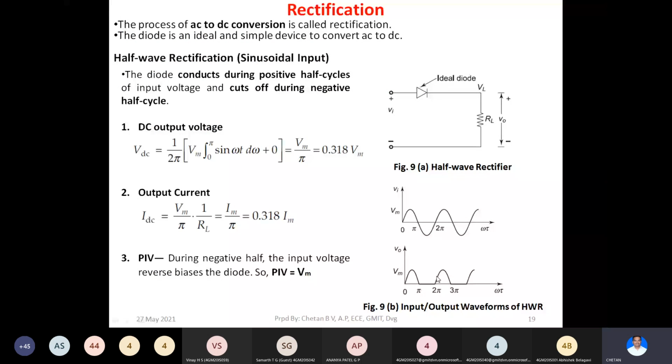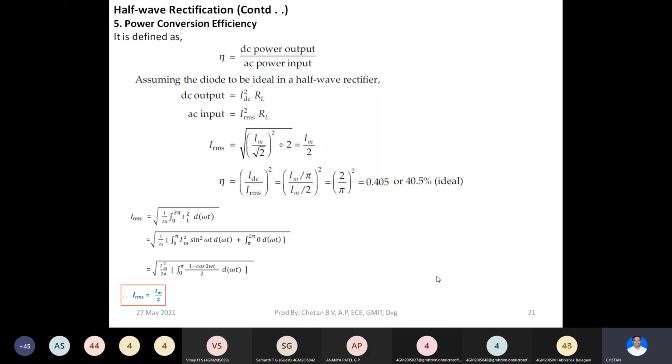Next, there is one more parameter of this half wave rectifier, that is power conversion efficiency. Power conversion efficiency, you can define as DC output power divided by AC input power. DC output power, you know, is V into I. You can also represent power as I square into R. So we are using I square R. DC output power is IDC square into RL, and AC input power is IRMS square into RL, right?